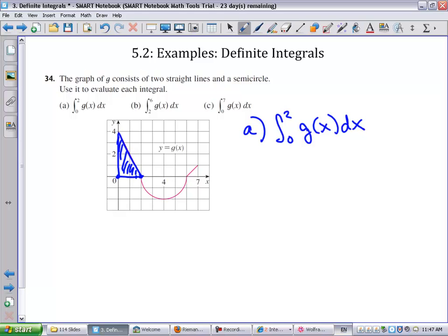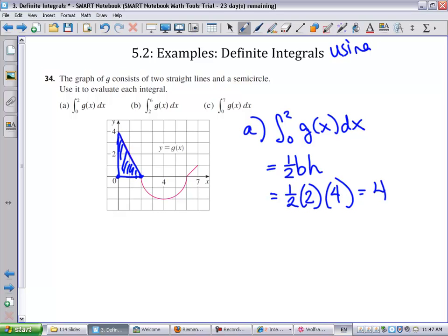So we could figure out the equation of that line, and we could make a summation out of it, and we could take a limit. But that sounds like a lot of work. We know we're trying to find the area, so let's just use the area formula for a triangle. 1/2 base times height. So 1/2, the base here is 2, and the height is 4. So we just get 4. That was easy, right? This is called using geometry to solve integrals.